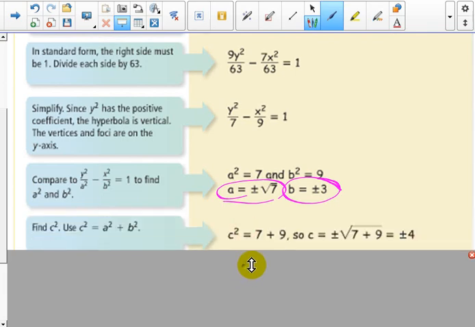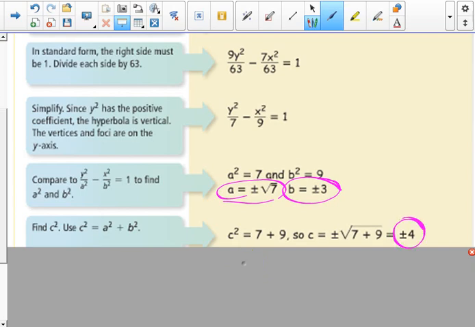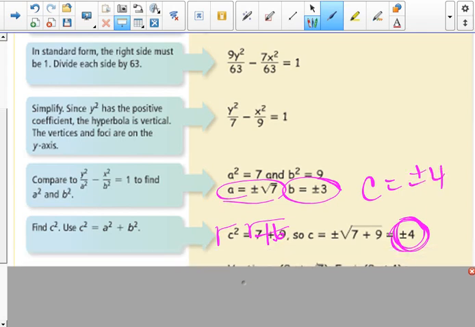So c squared, now we're going to get our c value. C squared equals 7 plus 9, which is our a squared plus our b squared. So c is equal to positive negative 4, right? Because we took the square root of each side. 7 and 9 is 16. Square root of 16 is positive negative 4. So now we have our a value, our b value, and our c value. Now we can answer everything.